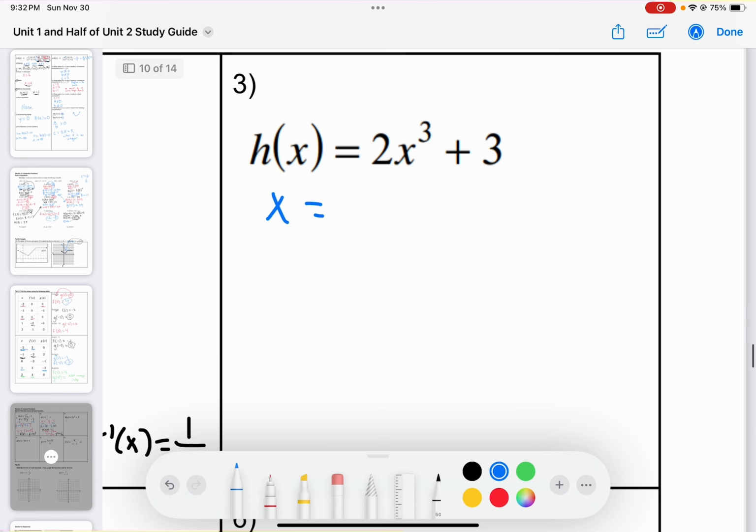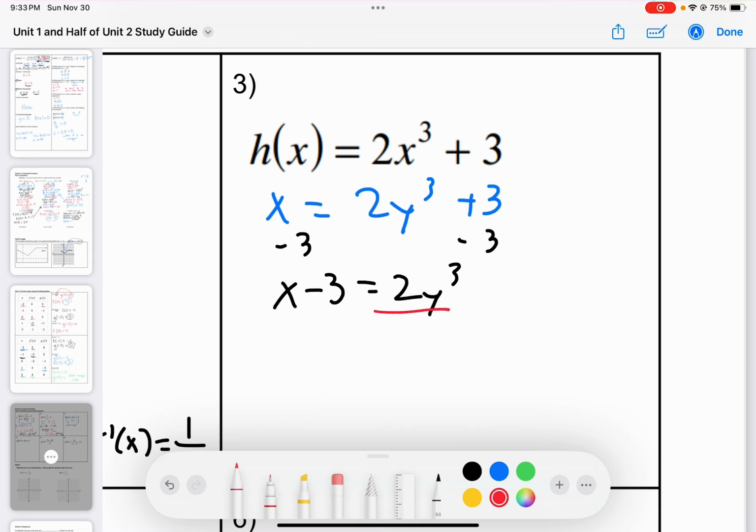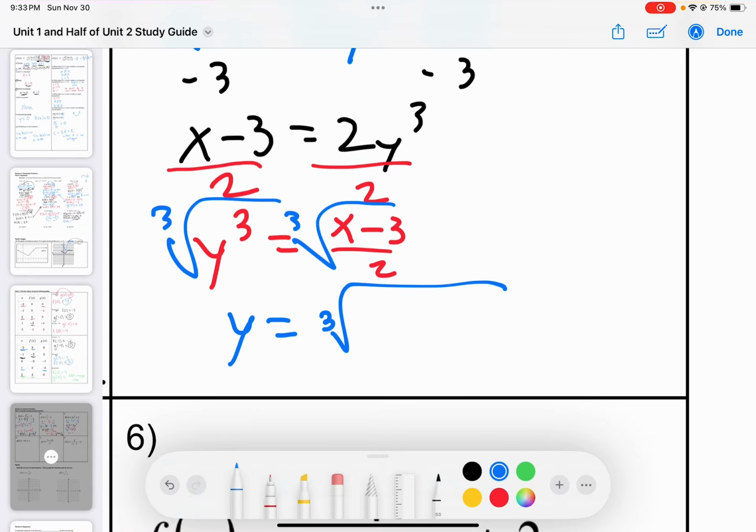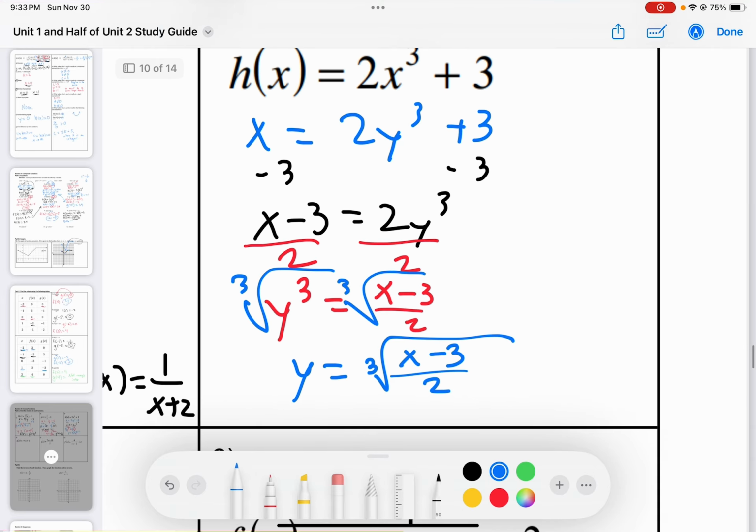All right. Moving on, switching the x and y's, inputs and outputs. All right, divide each side by 2. We get y to the third equals x minus 3 over 2. To get rid of something to the third, we take the cubed root of each side. So y is equal to the cubed root of x minus 3 over 2. And really we know this should be inverse function notation.